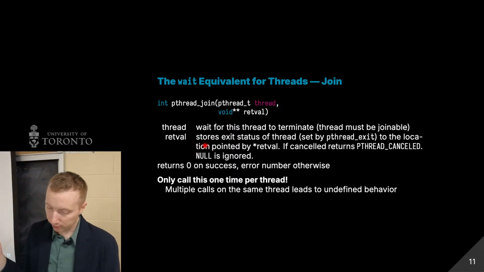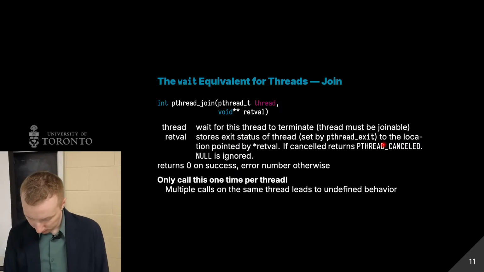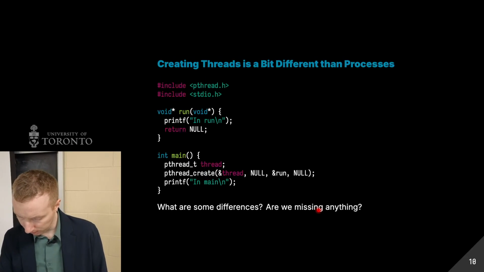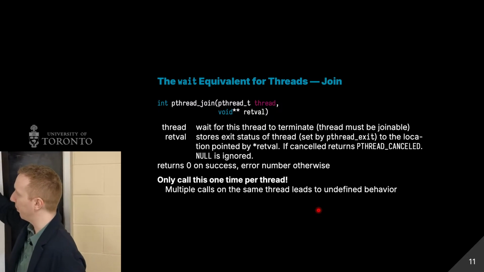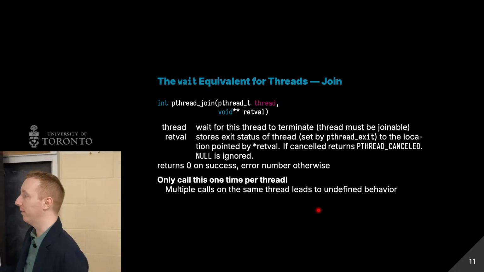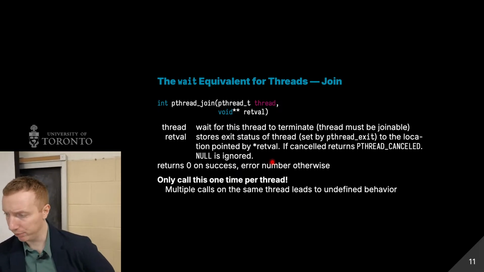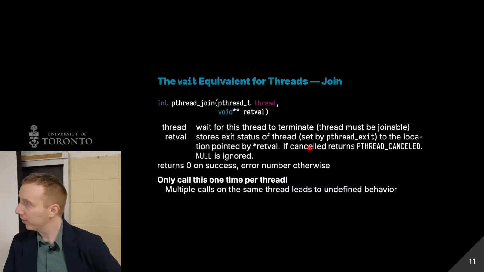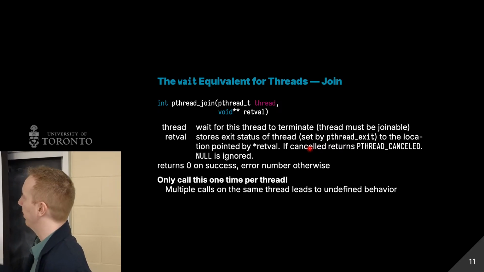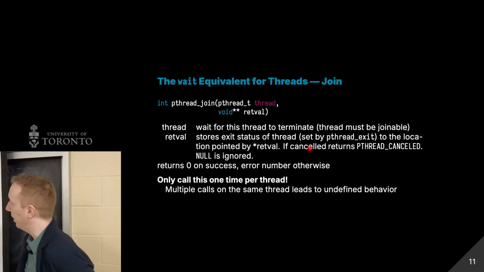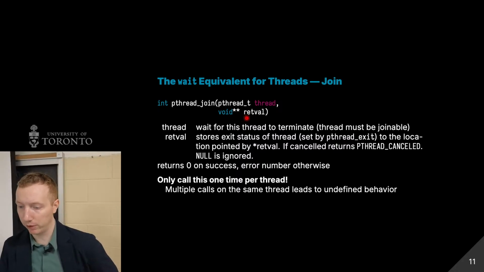So it stores the exit status, or basically the return value of the thread, set by pthread_exit. We haven't gone into that yet, but there's an equivalent exit for pthreads called pthread_exit, which instead of giving it an int, we just give it a pointer value, and that sets the value for us. If it's canceled, so there's a way to kill threads, like we can kill processes, it's called canceling them. If they're canceled, it gives you the return value of PTHREAD_CANCELED. And if you just want to ignore it, you can set that pointer equal to null.